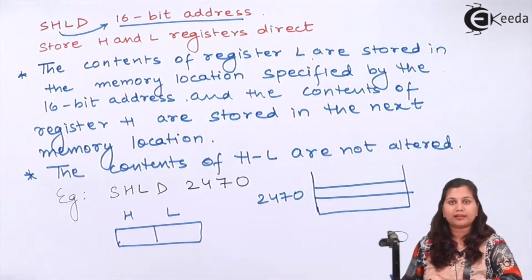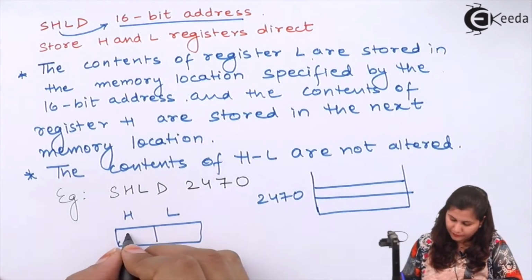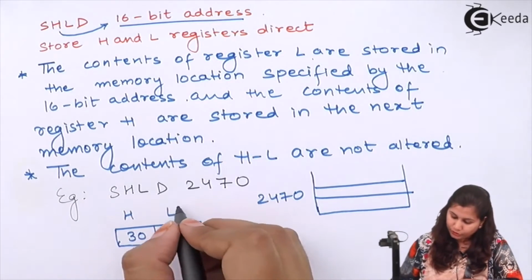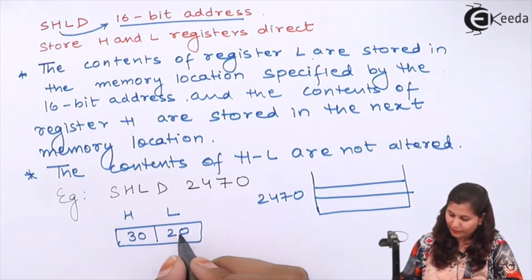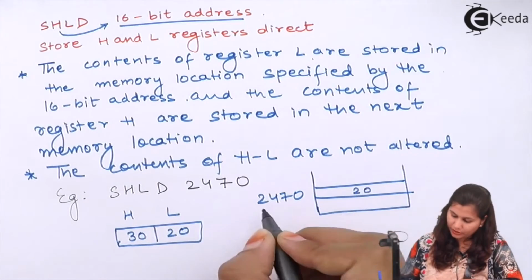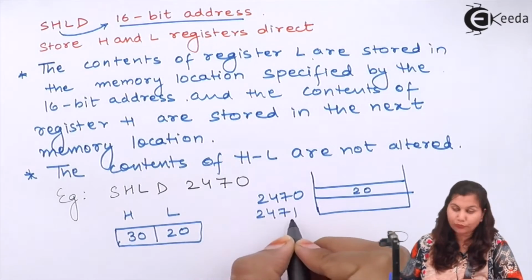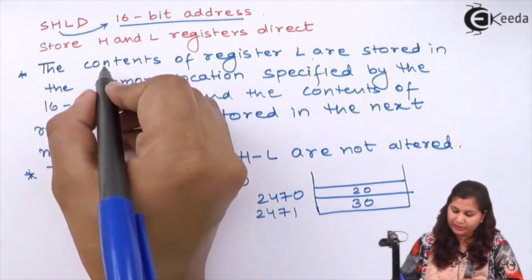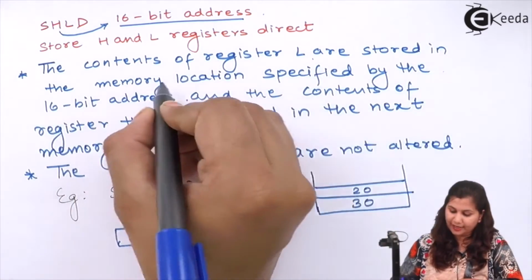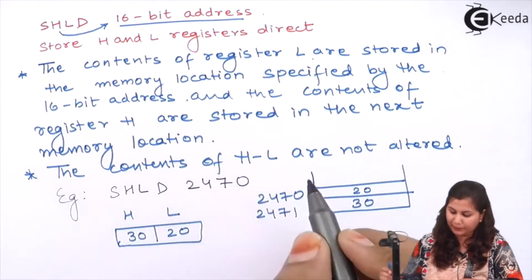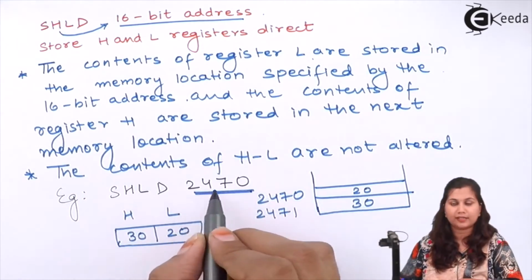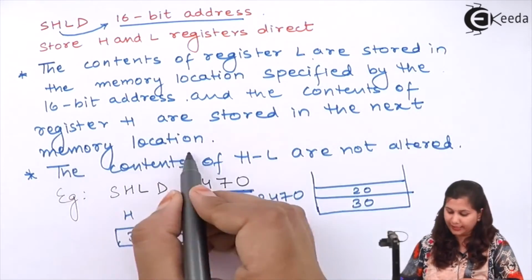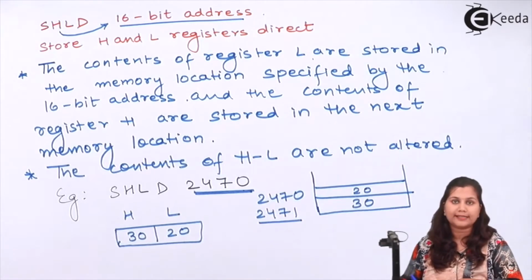Now this register pair has a number in it. Suppose we have 30 and 20. The L register has 20, so 20 will be stored at this memory location, and at the next memory location 2471, the H register is stored. So it is saying that the contents of register L are stored in the memory location specified by this 16-bit address, that is 2470, and the contents of register H are stored in the next memory location, that is 2471.